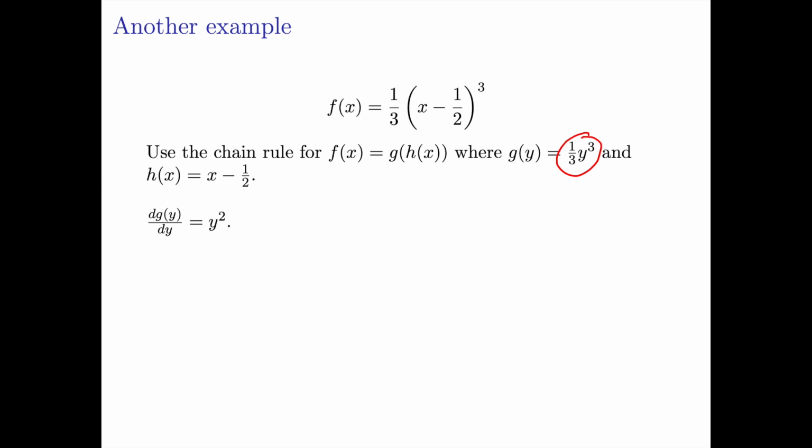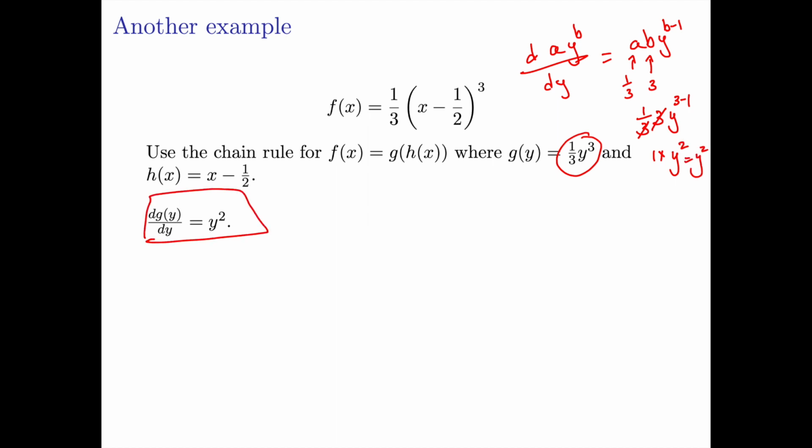We're going to use the power rule here. We've got a times y to the b. The power rule is the same whether you call it x or y. So the derivative of this with respect to y is a times b, y to the b minus 1. Here a is 1/3, b is 3, so we get 1/3 times 3 times y to the 3 minus 1. 3 and the 3 cancel out, so we get 1 times y to the 3 minus 1, which is 2, which is just y squared. And that's what I've written down here. So we have the derivative of g with respect to its argument is just the square of its argument.